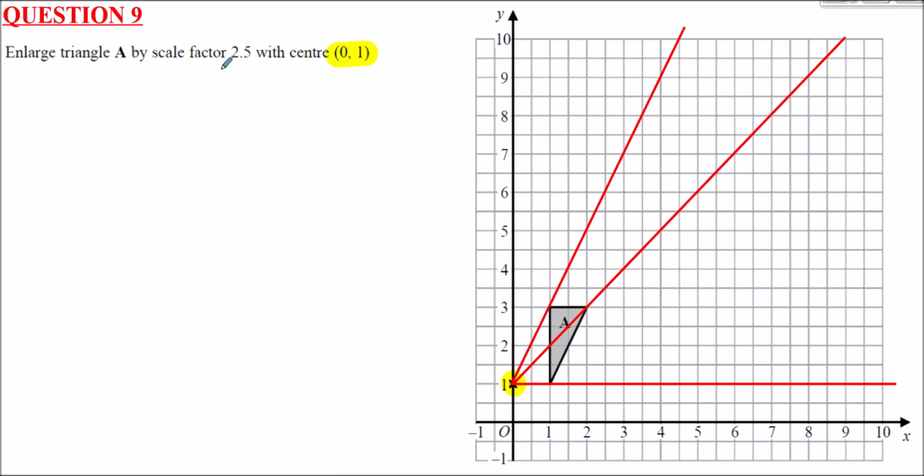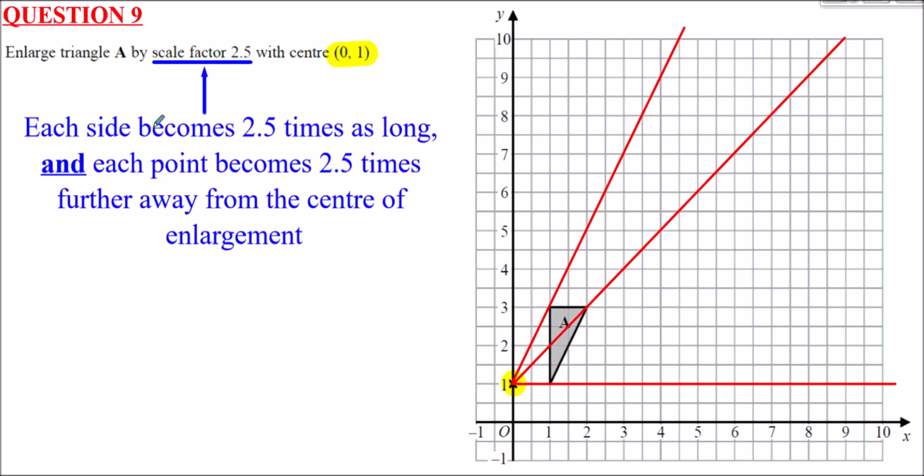Just returning to the scale factor for a moment, it's scale factor 2.5. So what does that mean? Well, you can think of it in one of 2 different ways, really. Each side becomes 2.5 times as long, so it gets 2.5 times longer. And another way of thinking about it is each point becomes 2.5 times further away from the centre of enlargement than what it is originally.